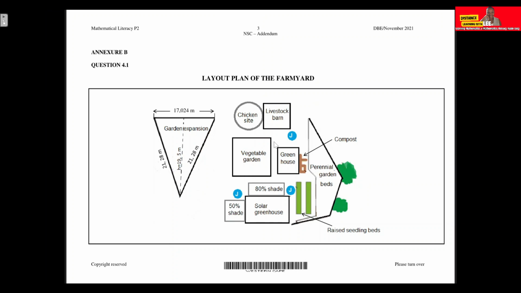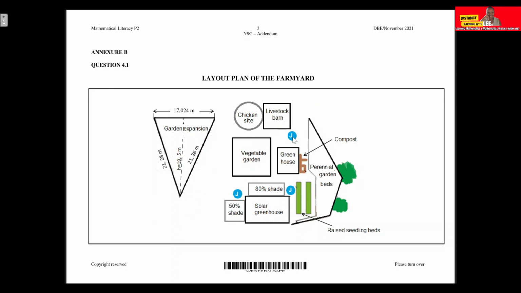Another reason is that the water could also come from, because we can see that the JoJo tank is situated next to the solar greenhouse. It is situated next to the livestock barn. So we can say that the water for the JoJo tank could actually come from the solar greenhouse gutters, or you can say the water can come from the livestock barn gutters.